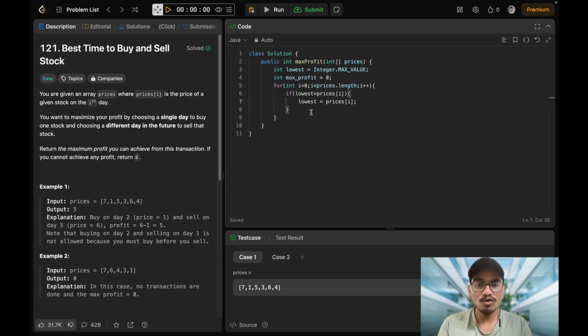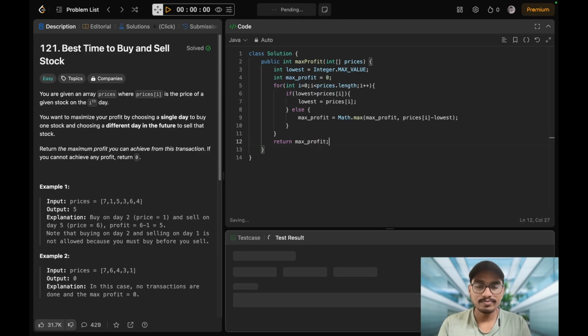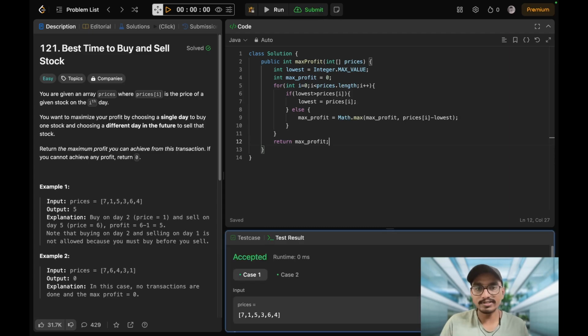Hope you understand this. Else, if this doesn't happen, maxProfit is equal to Math.max of maxProfit comma prices[i] minus lowest. Hope you understand this; I just explained it. And at the end, I want to return this maxProfit. Let's run this and check if it is okay.